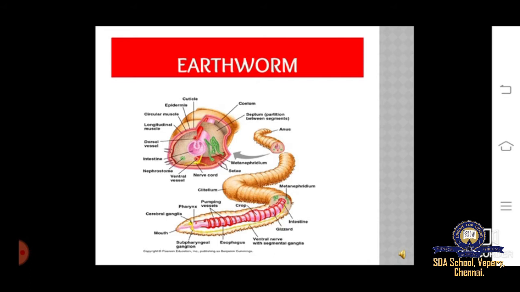Then it moves in a U shape in the sand. It comes under the reptile family. Reptile means that with the help of its small legs and muscle segments, it moves from one place to another.